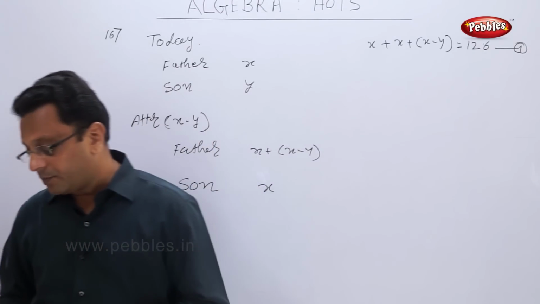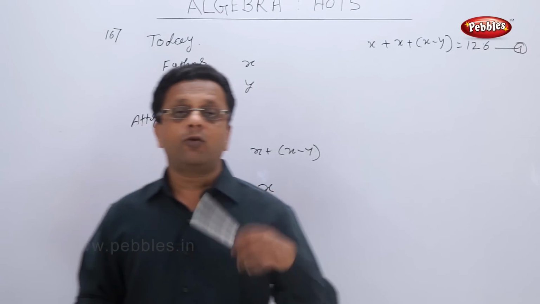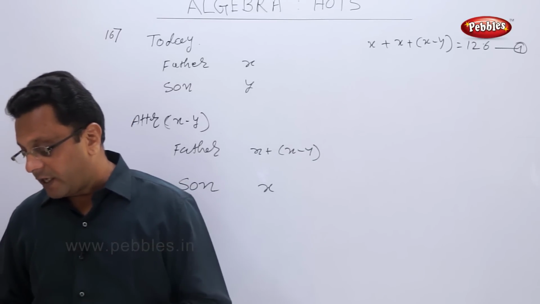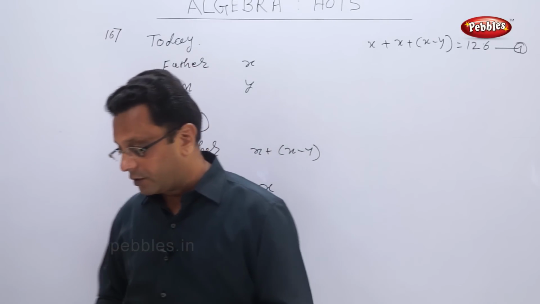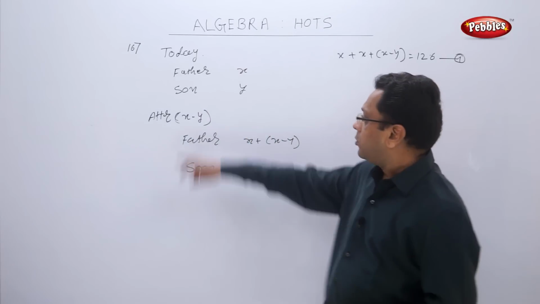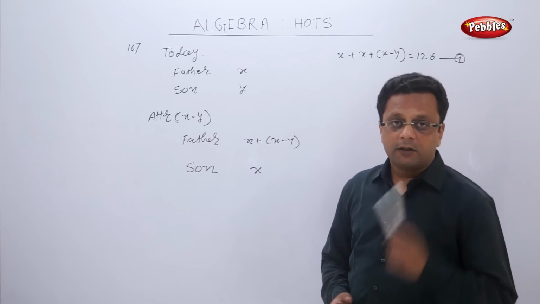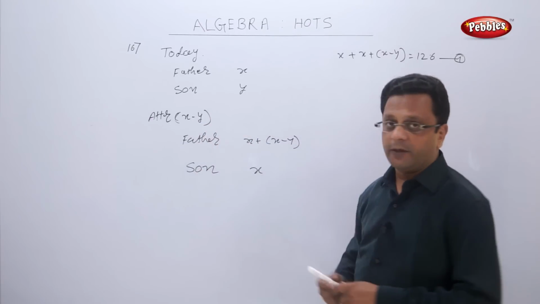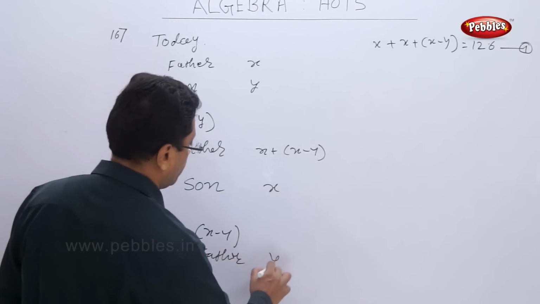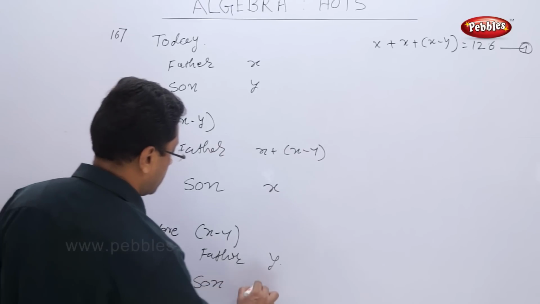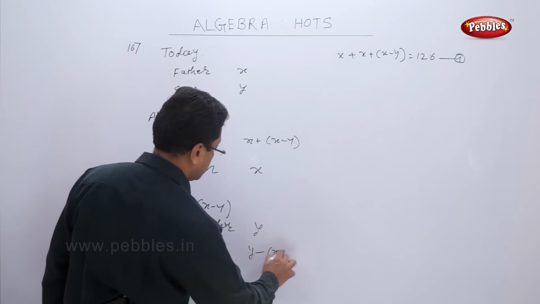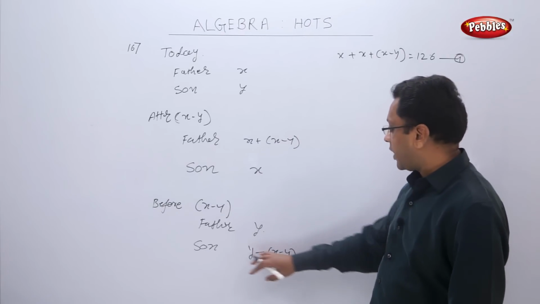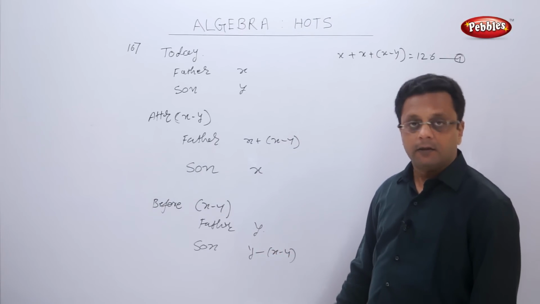What is the second condition? When the father was as old as his son is today, the sum of their ages then was 38. Okay, so X minus Y years back, his father's age was Y and son's age was Y minus X minus Y. Right? Y minus X minus Y means Y minus X plus Y.